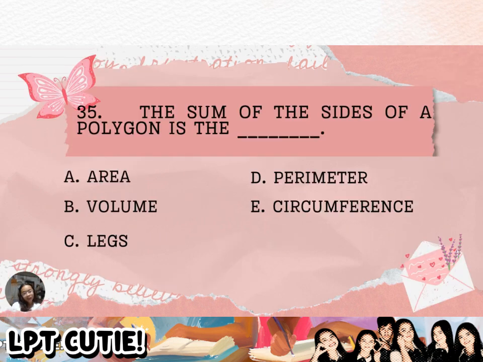Okay. Next, we have here a question that says the sum of the sides of a polygon is the blank. Letter A, area. Letter B, volume. Letter C, length. Letter D, perimeter. Or letter E, circumference. So the sum of the sides. From the word sum, what is the answer? So the answer will be perimeter.